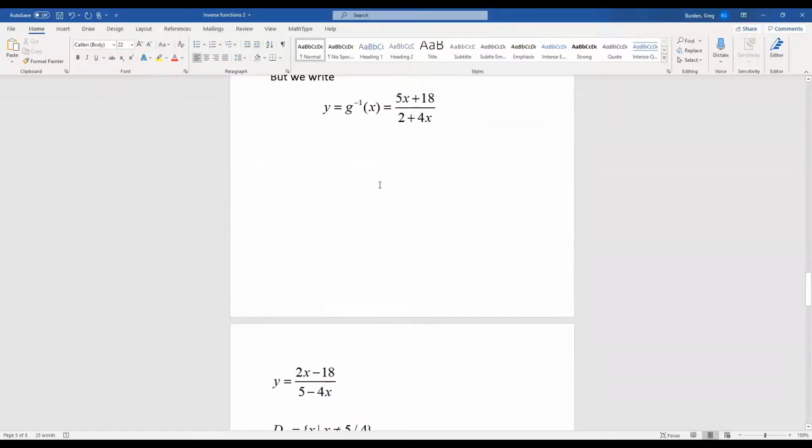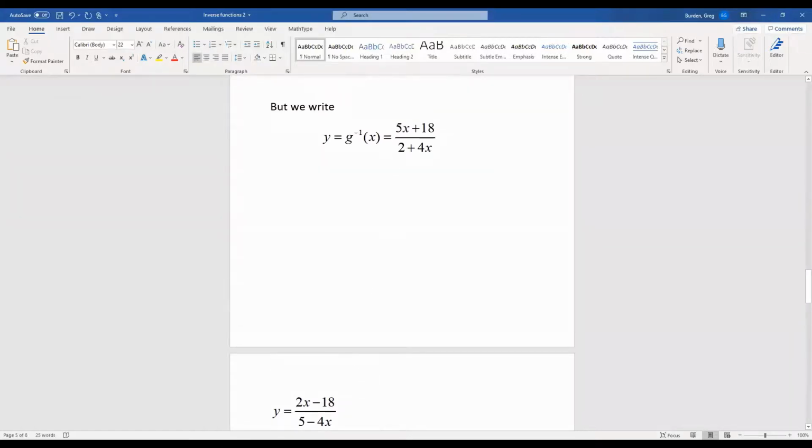Now, that doesn't prove that this function and that function are inverse of one another, but it is suggestive that they could be. At least it doesn't rule out that possibility. To really check, as I mentioned in the last video, you would actually have to calculate g inverse of g of x and g of g inverse of x, and check that both of those compositions take you to the identity function x. And they will.